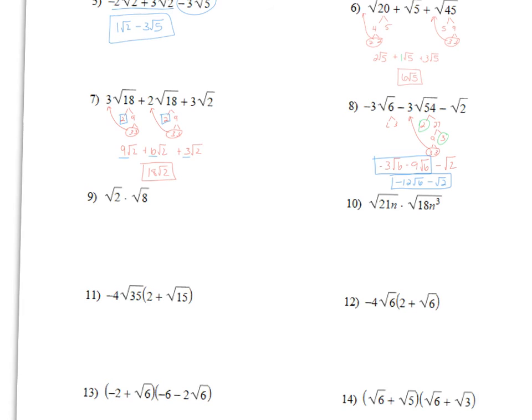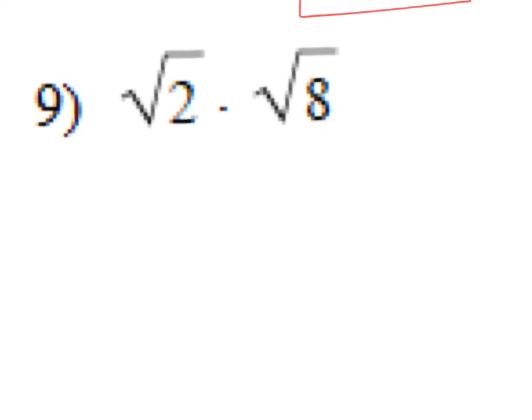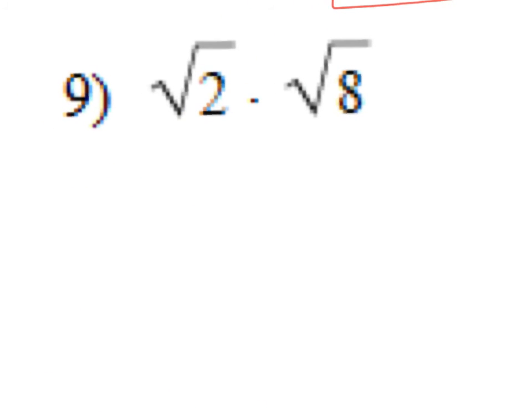Okay, on number 9 here. All right, so we're going to get 2 times 8. So since they're both inside, you can multiply them. So we're going to get square root of 16, and then the square root of 16 is just 4.